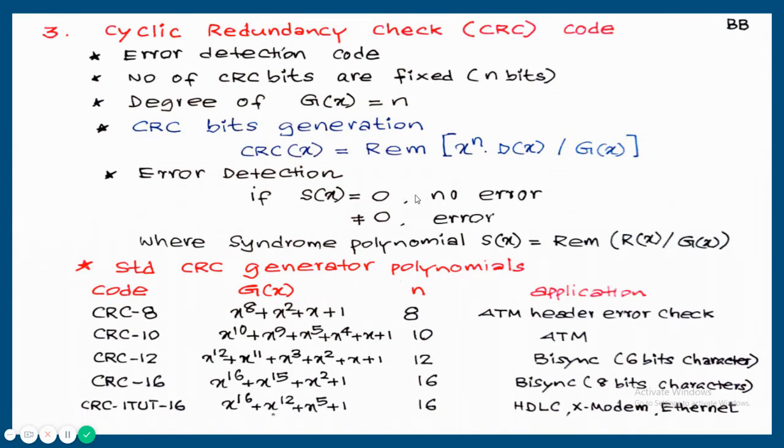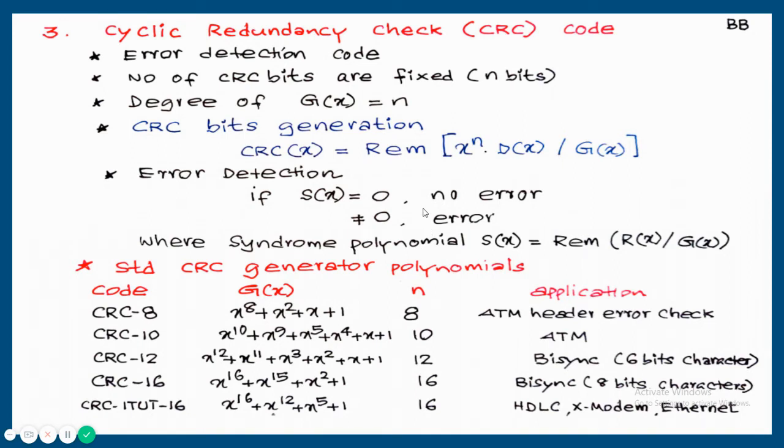Once error is detected, receiver is going to send an acknowledgement back to transmitter, and then transmitter can go for a retransmission. That is known as ARQ, where syndrome polynomial S of x is remainder of R of x upon G of x. There are some standard CRC generator polynomials depending upon the number of CRC bits.